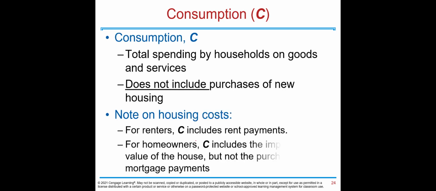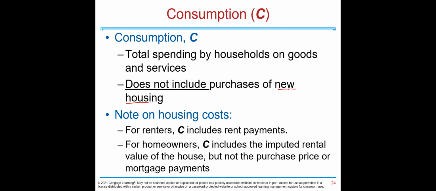Let's start with consumption C. Consumption is the total spending by households on goods and services, and does not include purchases of new housing. Why? Because new housing is considered as an investment in the economy. Except buying a new house, everything that households buy is called consumption. Note on housing costs for renters, C includes rent payments. So if you pay rent, then consumption includes rent payments.